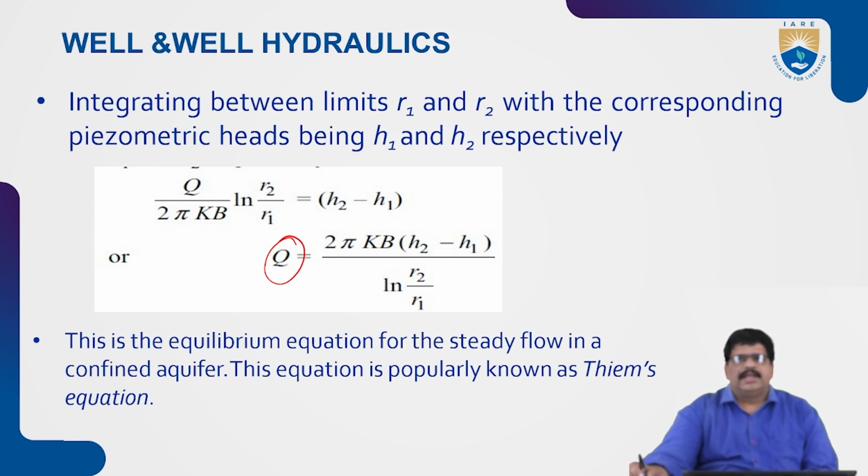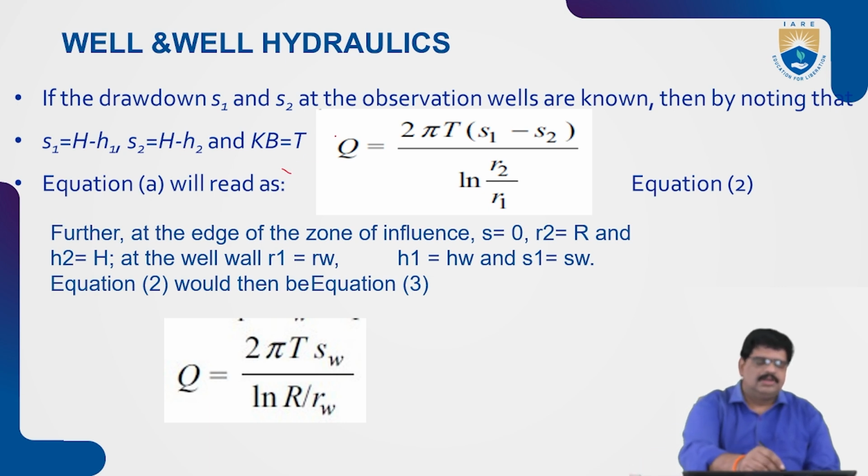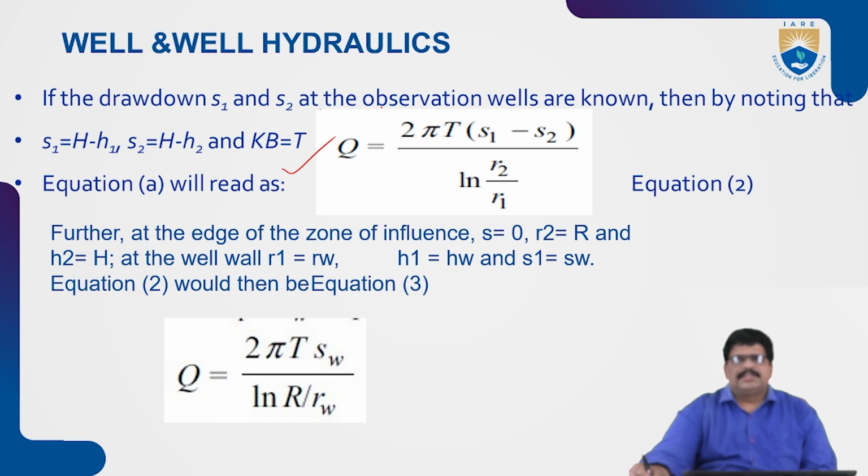This equation is known as the Thiem equation. In the drawdown of the wells, S1 is equal to H1 minus HW, S2 is equal to H2 minus HW, and K b is equal to T. By discharge calculation, Q is 2 pi T, S1 minus S2, divided by log r2 by r1, from equation 2. Further, at the zone of the water influence, S is equal to 0, r2 is equal to R, H2 is equal to H, and r1 is equal to rw, where H1 is equal to HW and S1 is equal to SW.